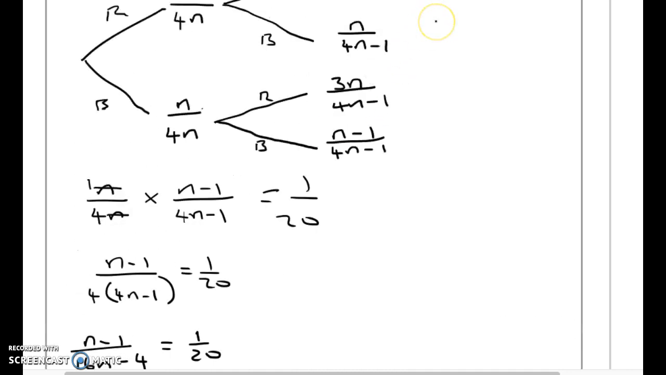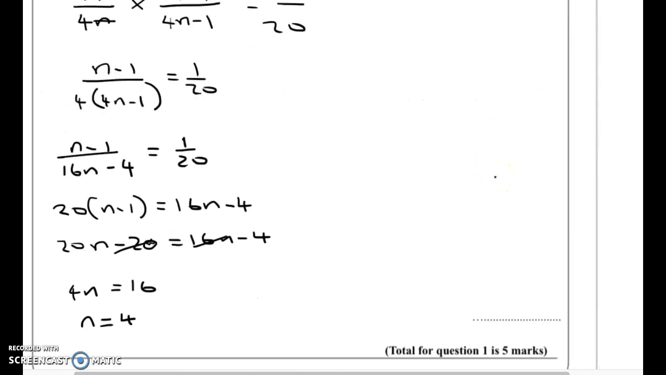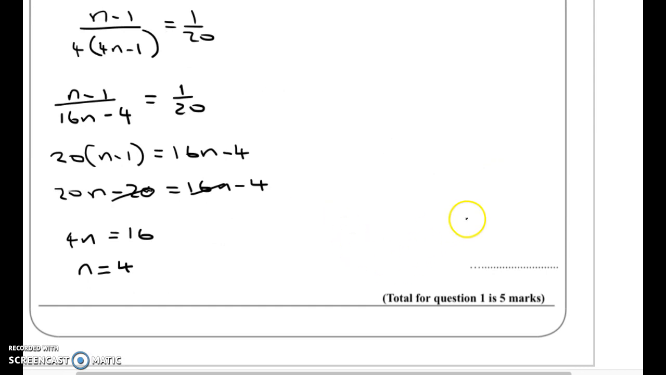Because we know n is 4, it's going to be 4 lots of this ratio of 4, which means there's 16. So the total number of counters is going to be 16. Okay, awesome.